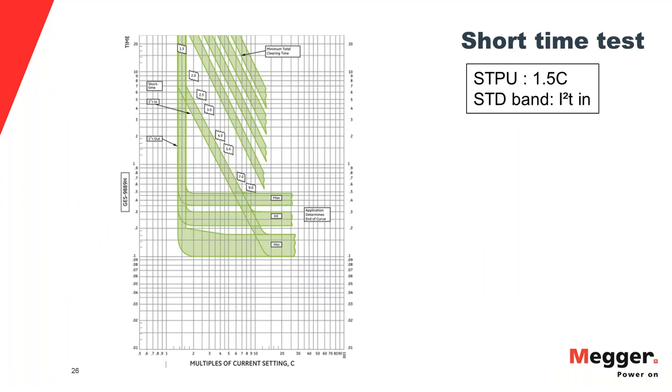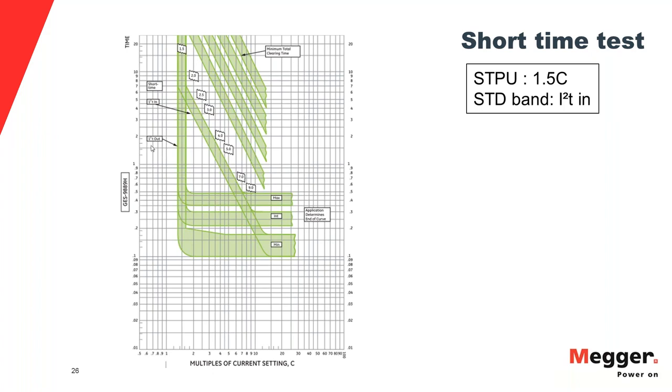So let's say we set the pickup value at 1.5 times the long time pickup, so 1.5 times C. The short time delay band is set at I square T in. If you look at the short time delay characteristics here, you'll see that there are two responses: I square T in and I square T out. What I square T in means is that the trip time is dependent on the magnitude of the current. So the higher the current, the lower the trip time. As you can see, the band has a slope.